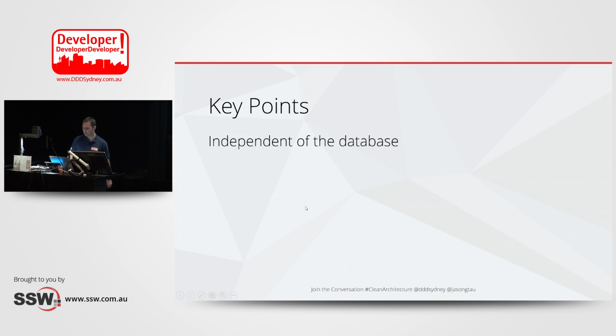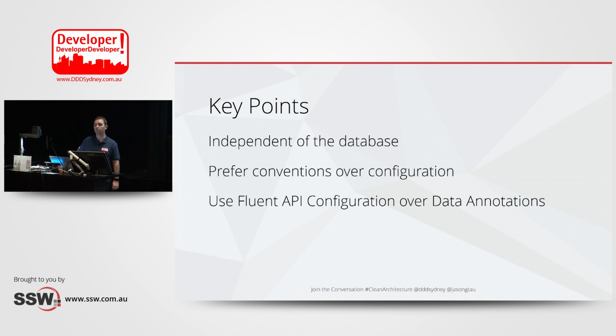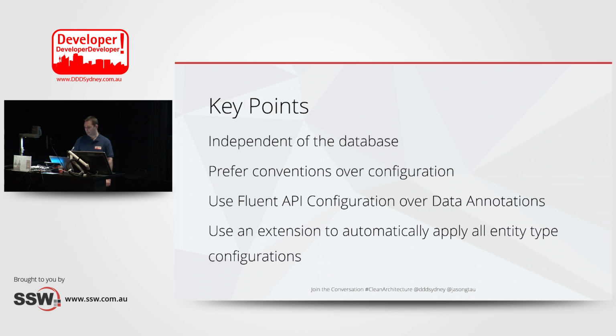All right. So key points. Independent of the database, and that's when we use DB context directly. Entity Framework Core, think of it as one big abstraction, switch out the provider, and you're using a different database. You should prefer conventions over configuration for any framework that is conventions over configuration. Use Fluent API configuration over data annotations so that you can keep your entities nice and clean. And use an extension such as the one in Northwind Traders to automatically apply all of those entity type configurations.